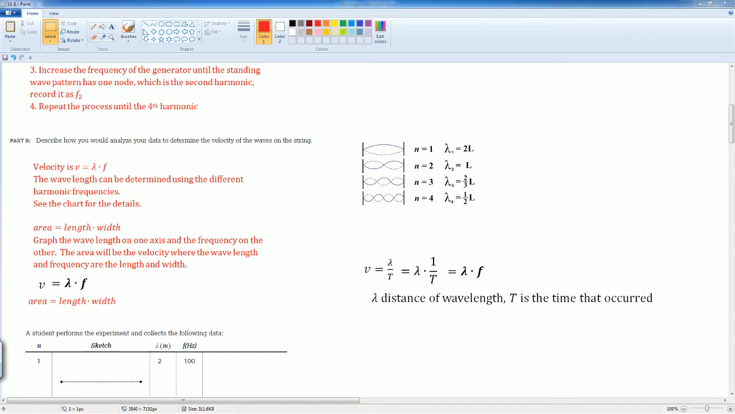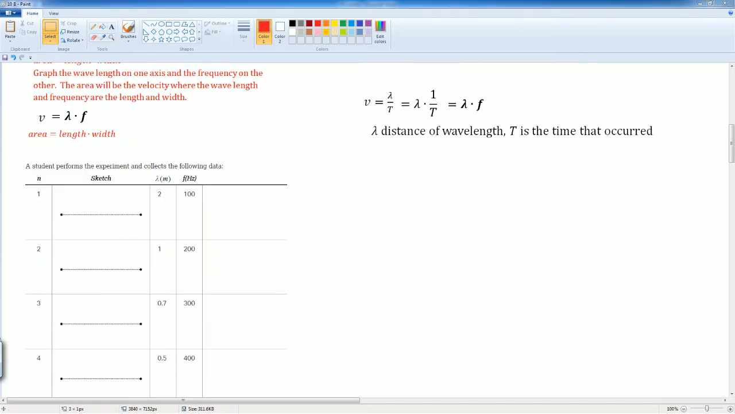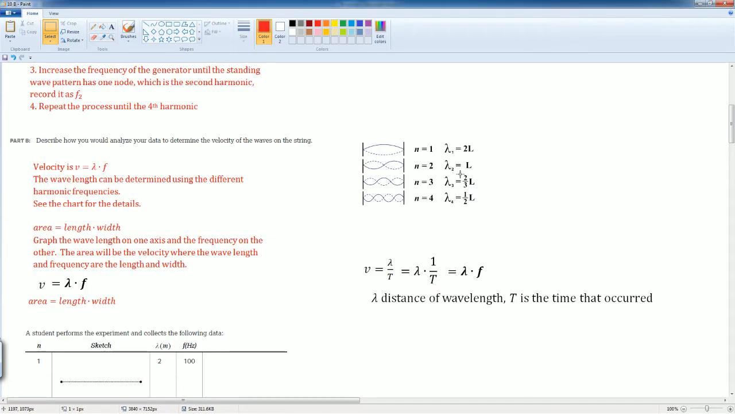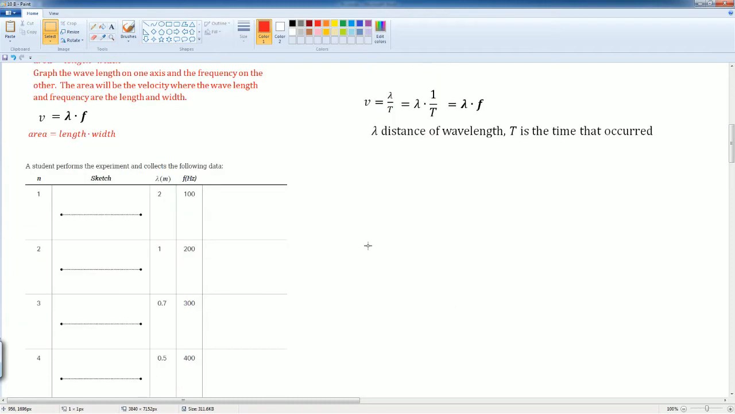Right. Next, the next part asks you, the student here performs the oscillation and collects the following data. So do you see how these are 2, 1, 0.7? 0.7 is an illusion of 2/3. So this is in decimal form like 0.66666 repeating until 7. Watch when we do the calculation.